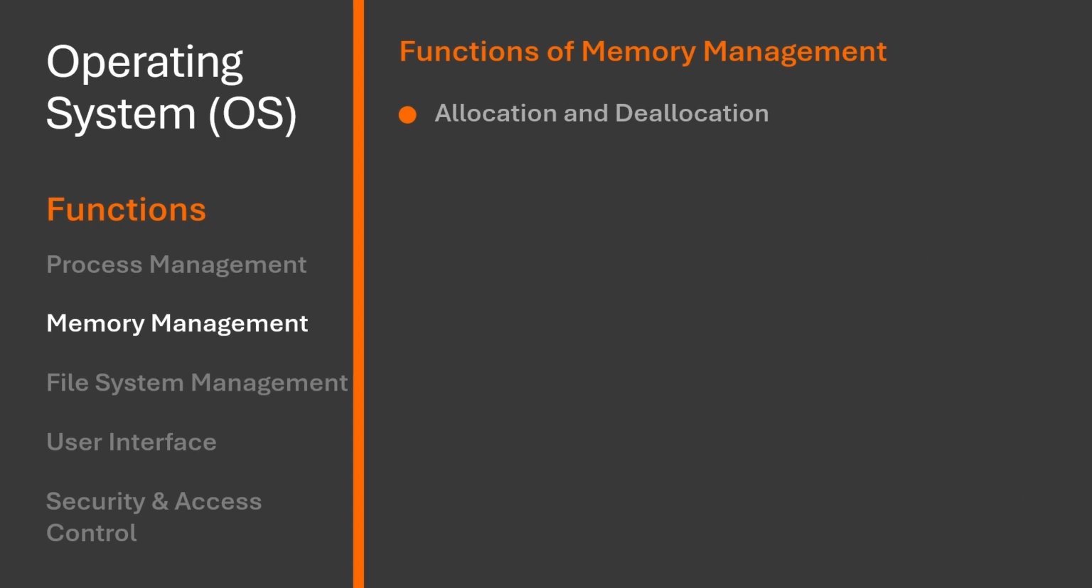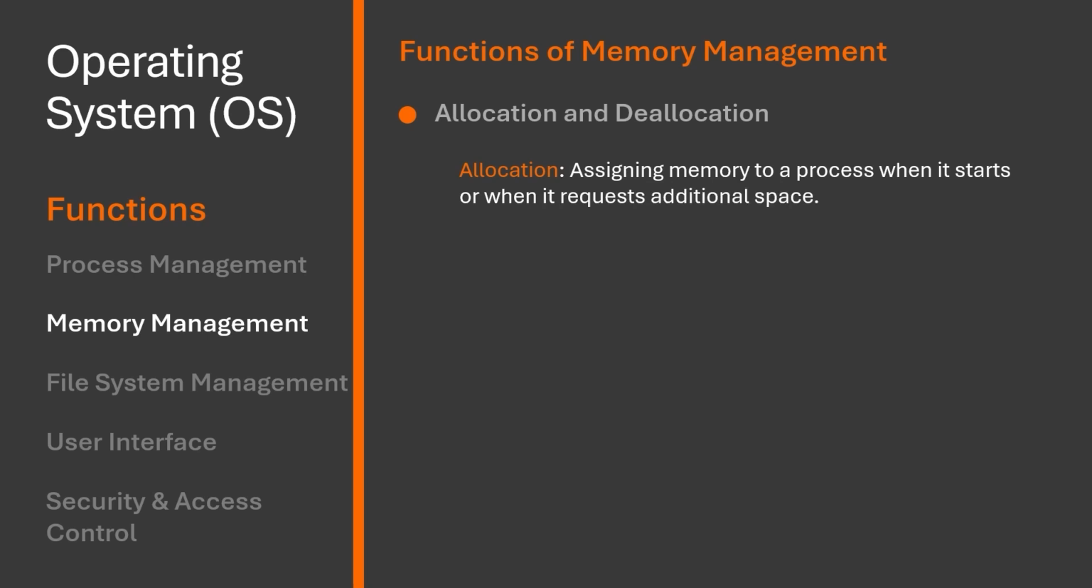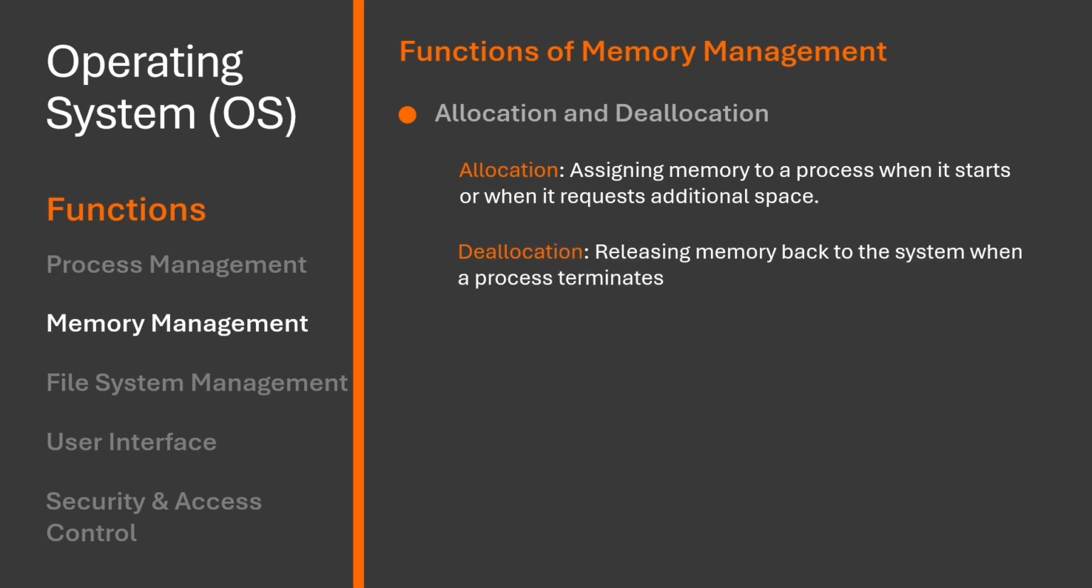The operating system dynamically manages allocation, that is, assigning memory to a process when it starts or when it requests additional space, for example, expanding the heap, and deallocation is the releasing of memory back to the system when a process terminates or no longer needs it. Efficient allocation prevents memory leaks, where memory remains allocated even after a process is done using it.